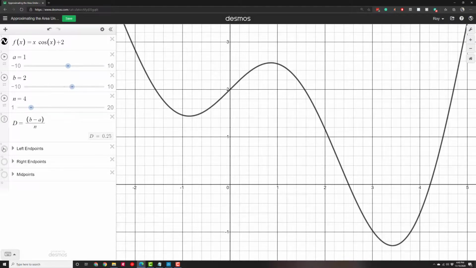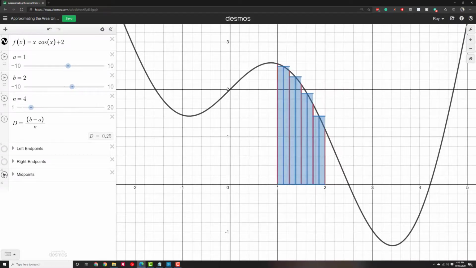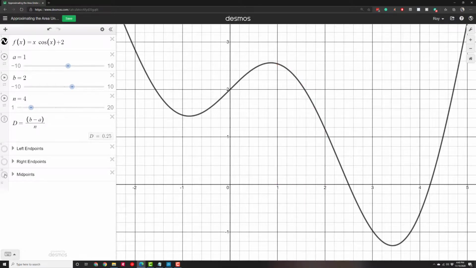Now I'm going to go ahead and click on left endpoints. And that's what we had there. Now I don't compute the area. What I'm just doing is showcasing a visual of what we just did. That is literally what we just did. If I turn off that folder and turn on the right endpoints, that was the second method that we did. There is a hybrid between left endpoints and right endpoints called midpoints, which we'll talk about a little bit later. It looks confusing, but it's actually a really good method.